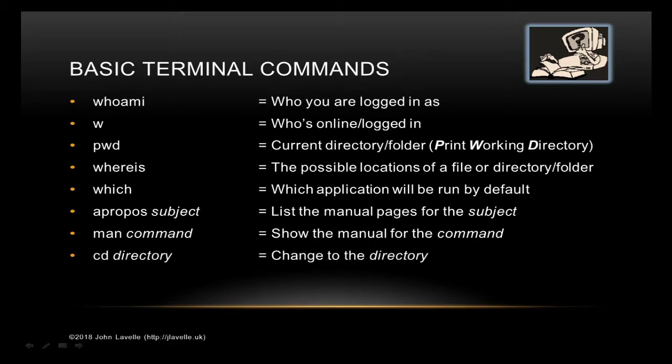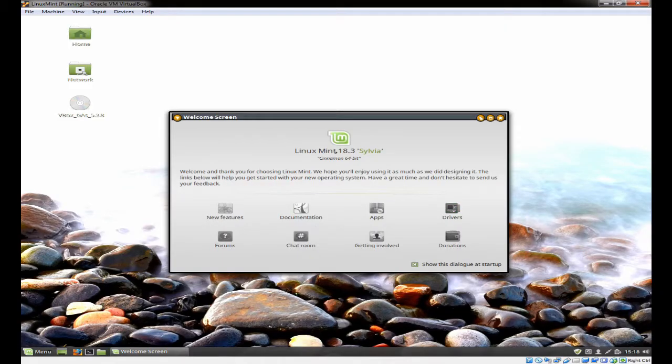cd and then the directory. It can be used without a directory. We'll come to that in a moment. And this means to change to the directory or the path that you've entered. And finally ls, which is list the current directory, and again there's a number of different ways you can do this. Okay, let's have a look at terminal and what these commands actually look like in terminal.